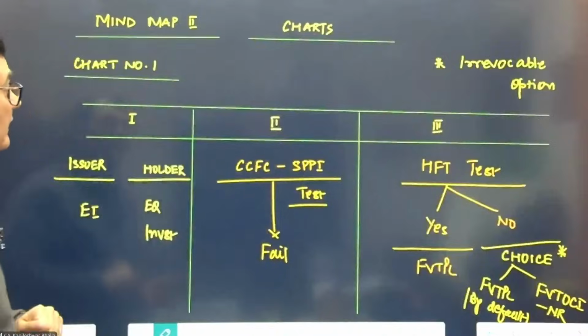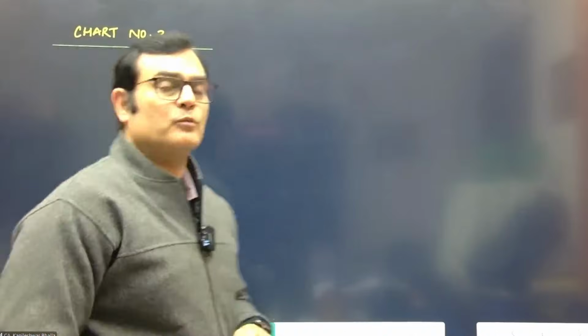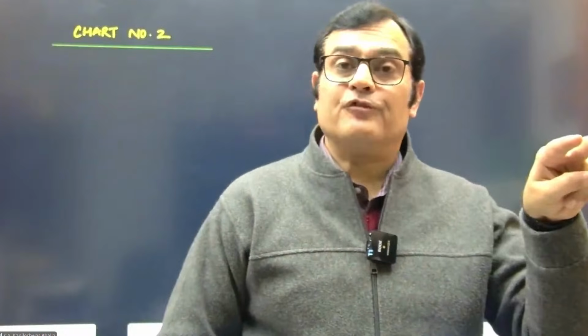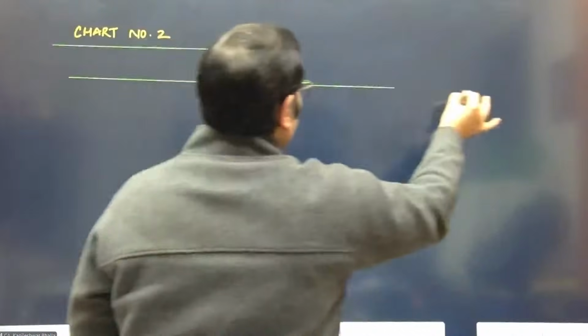Great. Now let's go to chart number 2. And in terms of chart number 2, we are now looking at debt investments. We're looking at the investments which are a financial liability for the issuer, and become debt investments for the holder. So let's make the 3 steps out here.